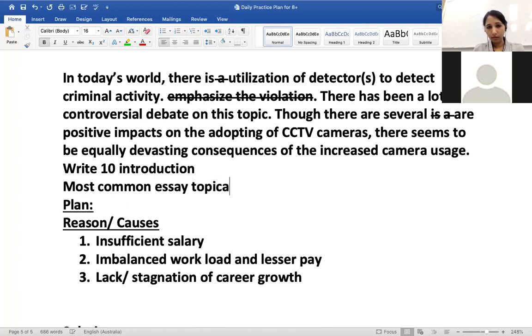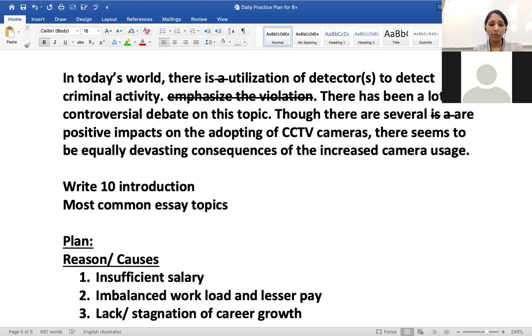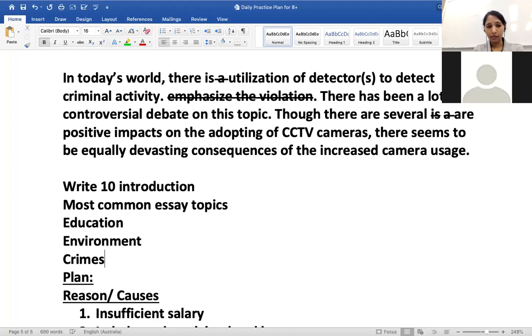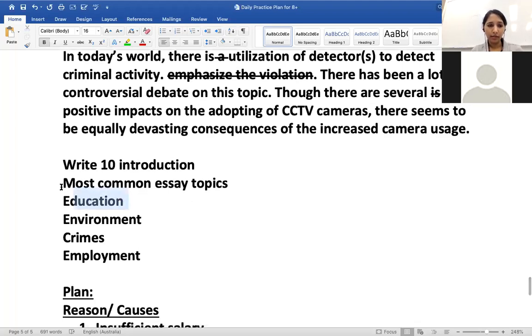So go and look for the most common topics. I just search on Google for IELTS essay topics, the most common topics for IELTS task 2. So what are the most common? Usually they'll have something about education. Then there is environment. There's no difference between academic and general. Then there are crimes, and job or employment. So can you focus on education? Go and look for education topics and write at least 10 introductions.